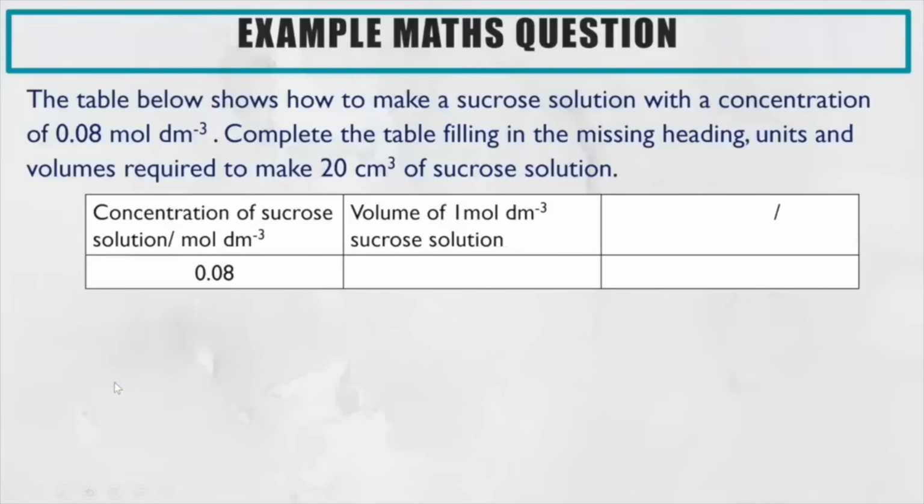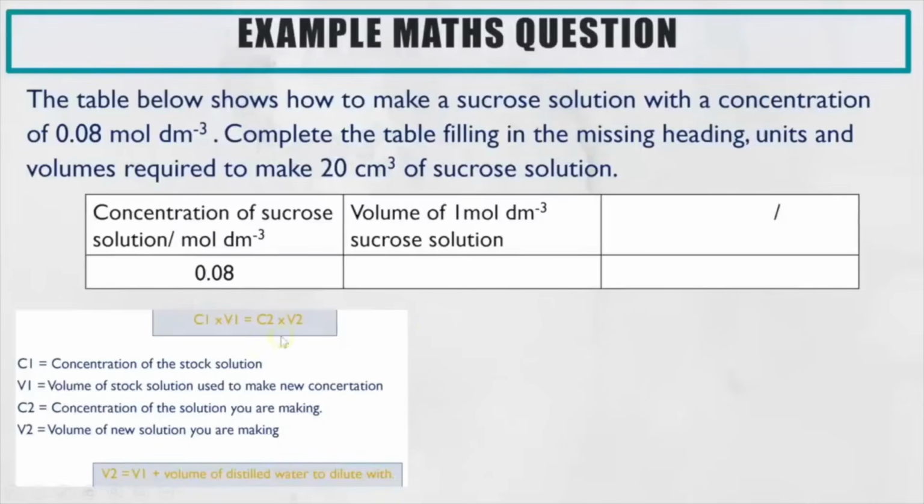So here's an example of how you could apply the formula to one of these maths questions. And quite typically you'll see that you'll be given a table and you will then be asked to populate the missing sections. So in this question, the table below shows how to make a sucrose solution with a concentration of 0.08 moles per decimetre cubed. So you have to complete the table, filling in the missing heading, which will go here, the units, which will be here, and then these 2 volumes at the bottom.